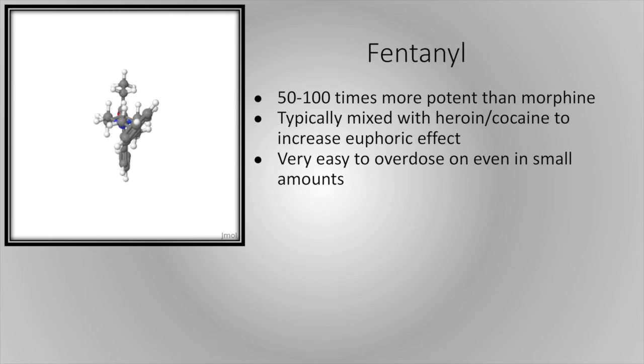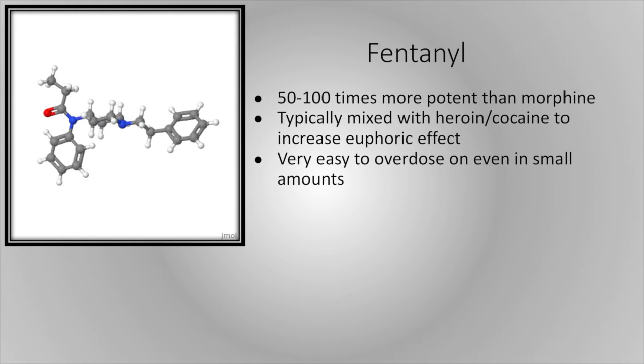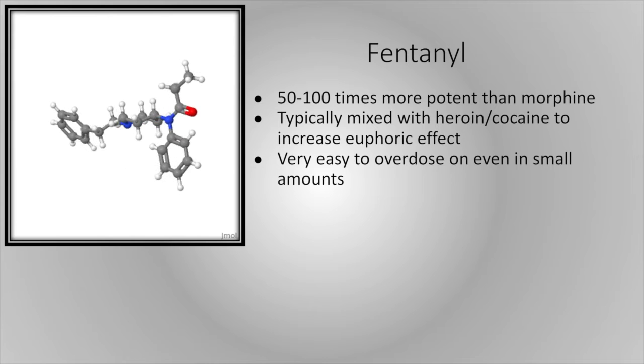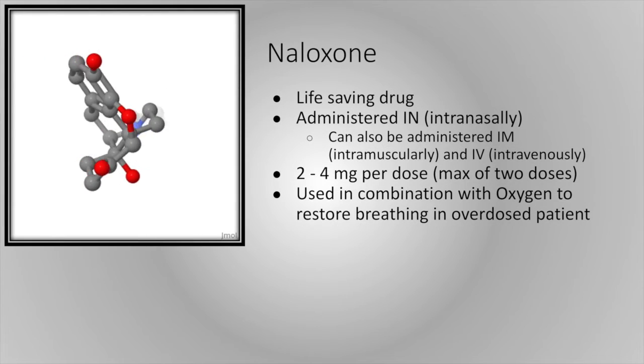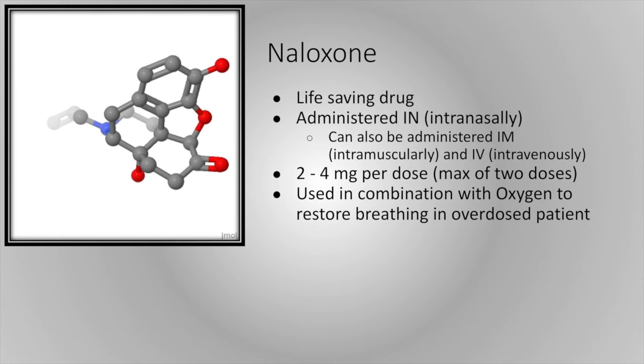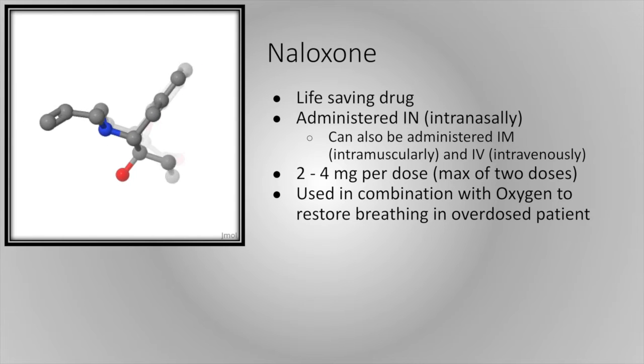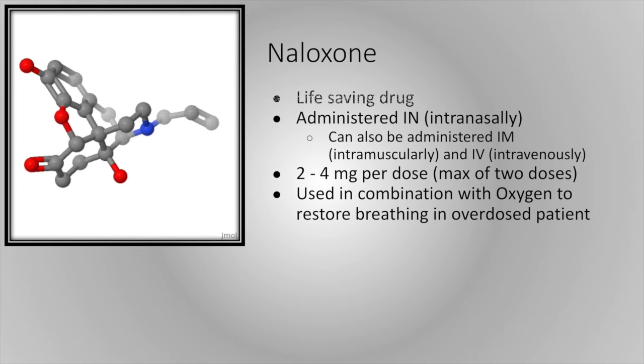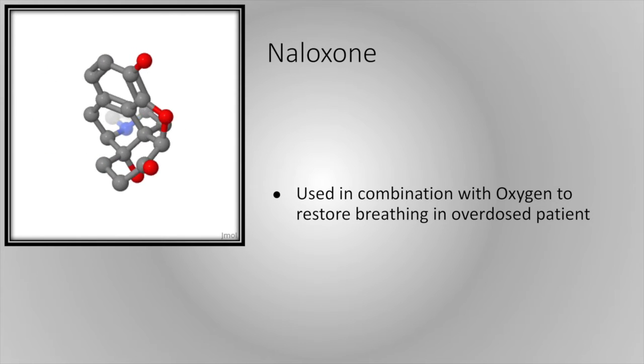This is fentanyl. Fentanyl is a newer, stronger opioid and is commonly mixed into different opioids, causing a greater increase in overdose deaths. This is naloxone. It is not an opioid. It is an antagonist, meaning it can block opioids from binding. It is typically administered intranasally while someone is experiencing an overdose.